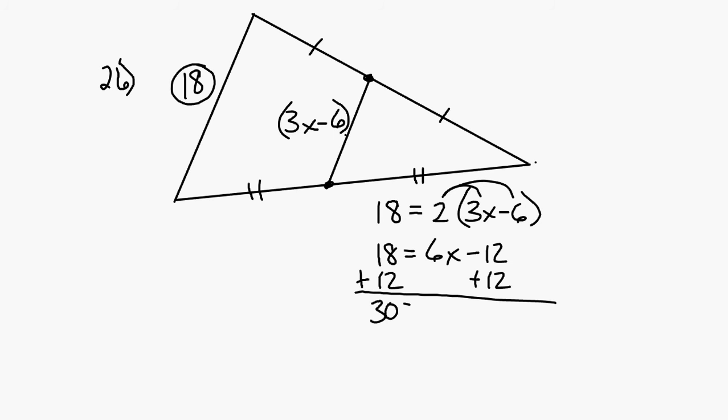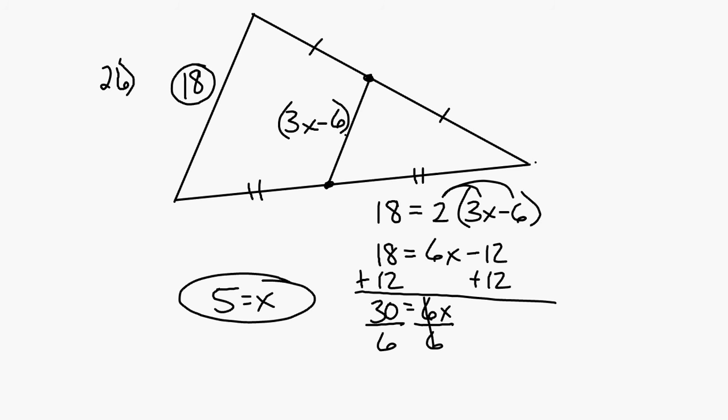30 equals 6x, and you can divide by 6. So 5 is equal to x. And if you do the math, if you take 3 times 5, that's 15. And 15 minus 6 is 9. Okay? And 9 is half of the 18. So it checks out.